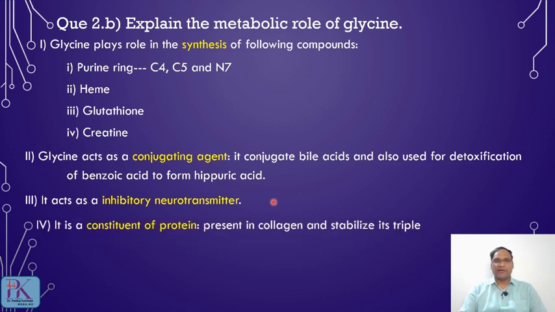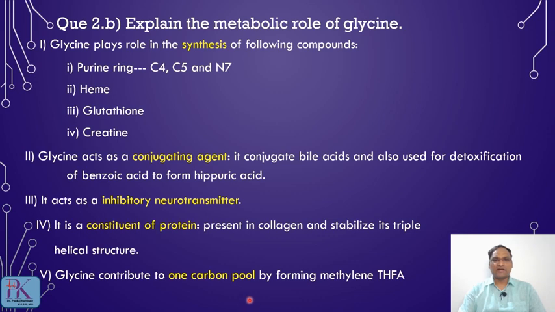Now, it is an amino acid present in collagen, and it stabilizes the triple helical structure of collagen. If you remember the collagen structure, every third amino acid is glycine. Collagen has a triple helical structure and is a part of the extracellular matrix. Every third amino acid in collagen is glycine, so it stabilizes the triple helical structure of collagen.